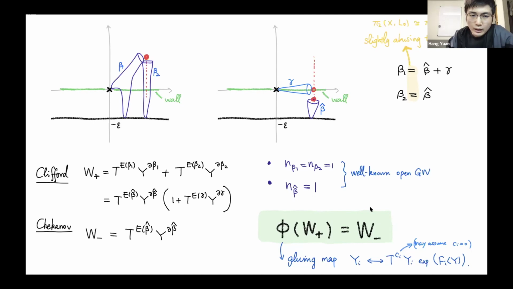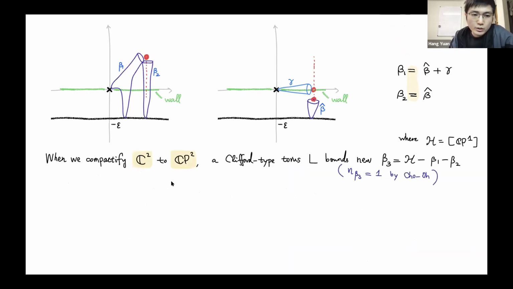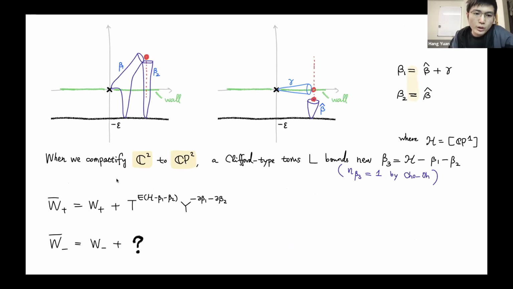Okay. And in the next, we want to compactify C2 to CP2. Then, as you see, there will be some new holomorphic disk. And accordingly, the superpotentials will also change. You will have some additional terms after we compactify it.